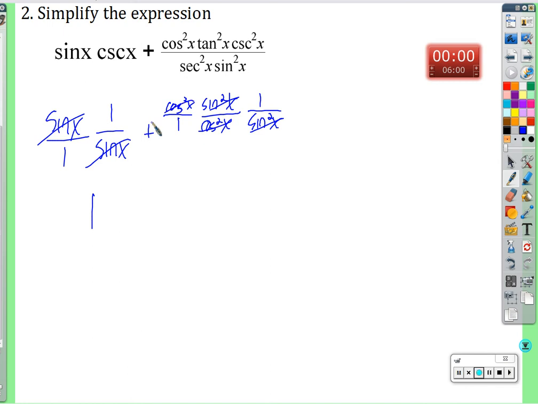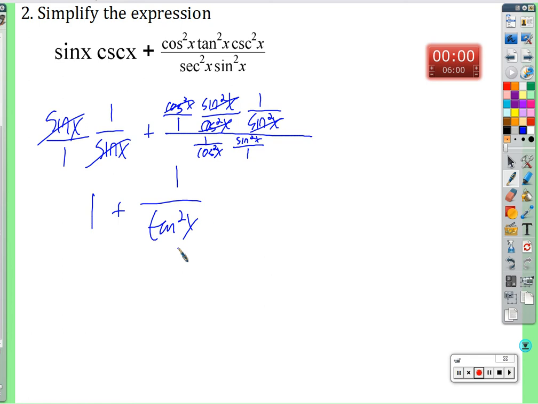Everything's canceling out there. We got a 1 up in the numerator. And in the denominator, secant is 1 over cosine squared. Sine is sine. If we multiply these together, we'll get sine over cosine. What's sine over cosine? Tangent.